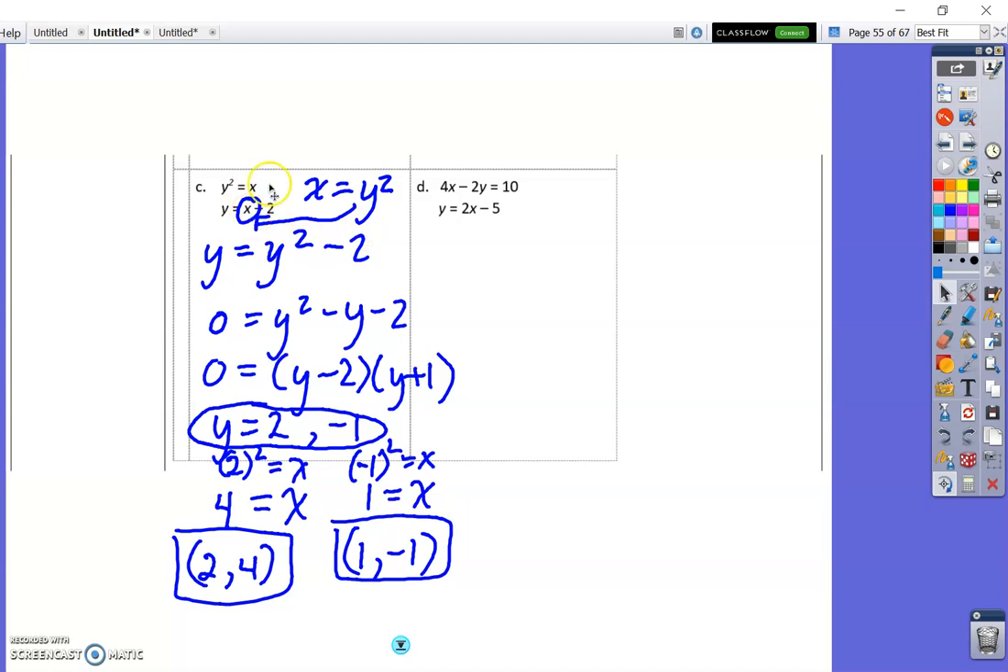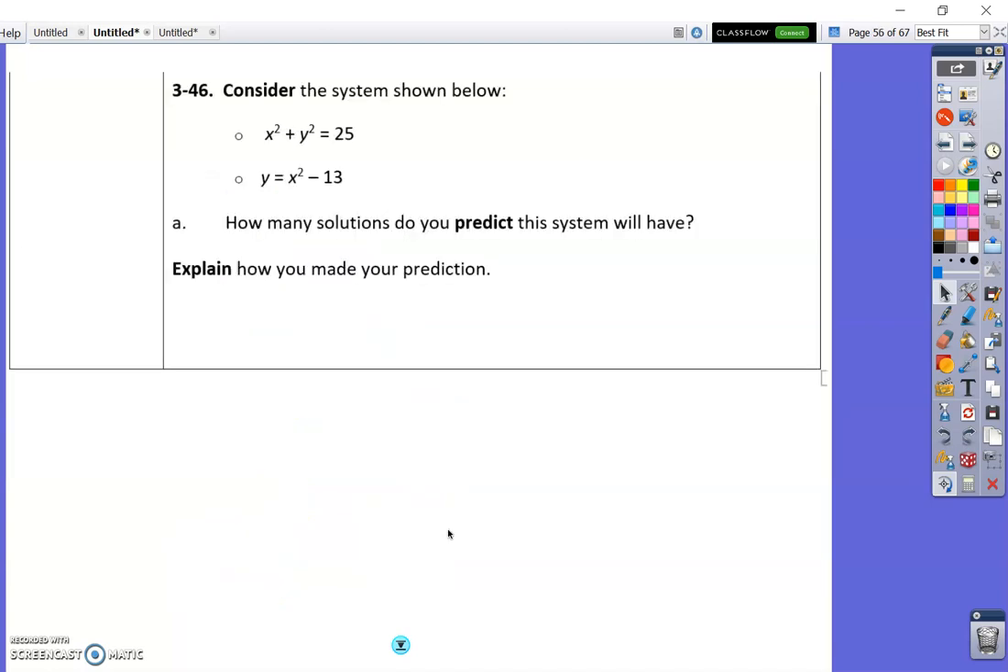I went ahead and replaced x with y squared and ended up here. Solving, factoring here, y is 2 and negative 1. Plugging in 2, I get x is 4, since y squared equals x. Plugging in negative 1, I get x is 1, so I have (4, 2) and (1, negative 1). Those are the answers that you were supposed to do on your own. I hope you did. Let's move on to our new problem.